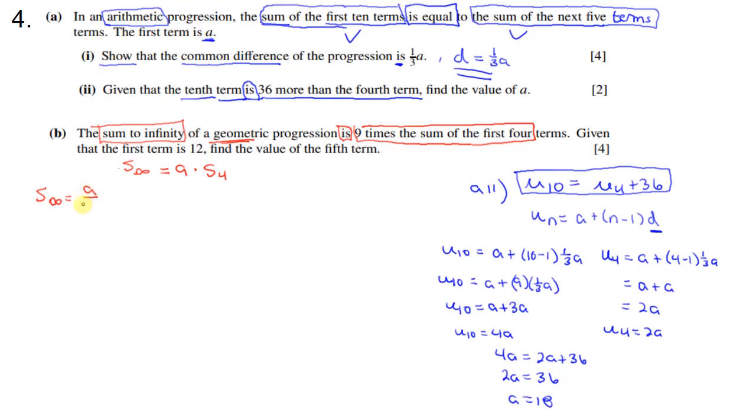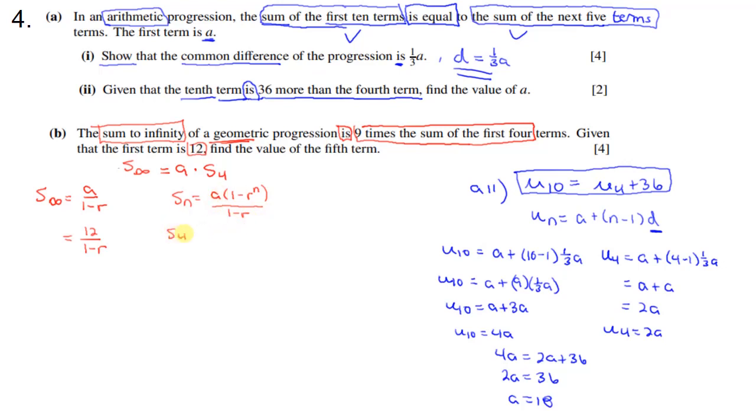So the first thing is, let's figure out what the sum to infinity is. The formula for that is a over 1 minus r. And they tell us that the first term is 12. So then we have the sum to infinity as being 12 over 1 minus r. And then we go over and we do what we can with the sum of the first 4 terms. The sum of the first 4 terms is going to be this formula, a times 1 minus r to the n all over 1 minus r.